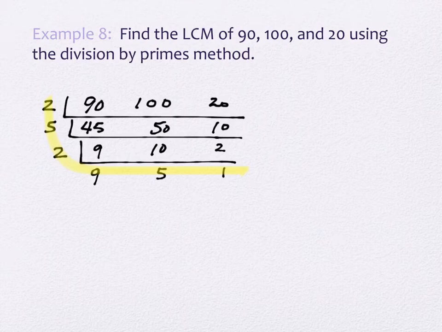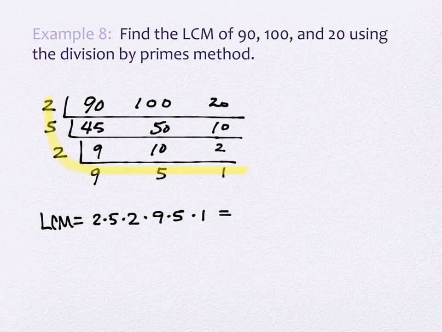So my LCM is 2 times 5 times 2 times 9 times 5, technically times 1, though it doesn't change it. 252, 951. 900. Happens to be the same as the value we had for the previous one. It's 900. Any questions on that?